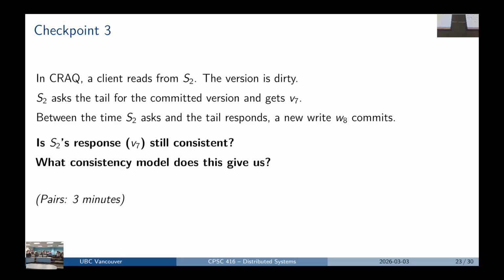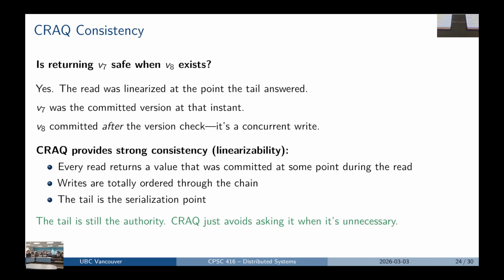What consistency model does it give us? Which is kind of a trick question because we haven't actually formally talked about all the different consistency models, which is always a very confusing kind of conversation. But this gives us the easiest one. It gives us the same one that Paxos gives us, which is linearizability. In other words, we have a linear order in which things change.